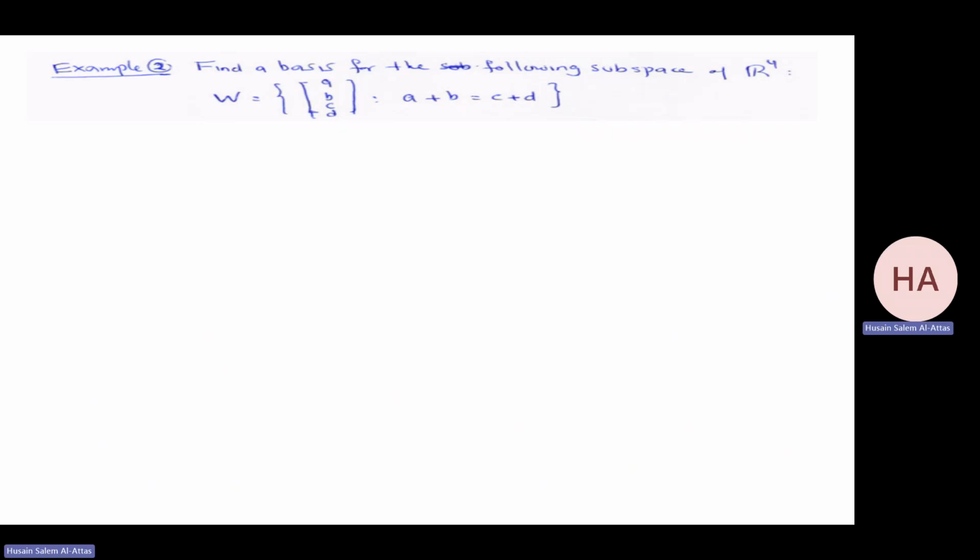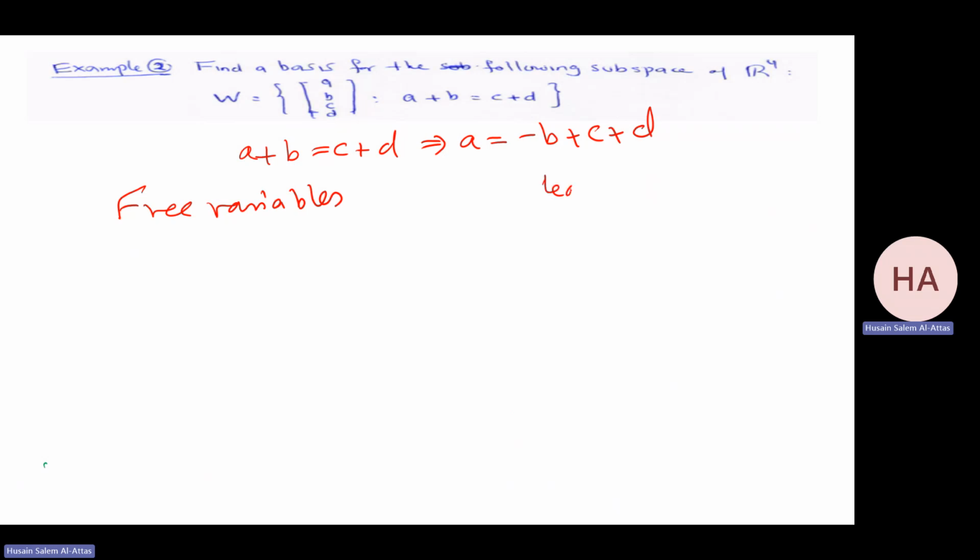Okay. Now find the basis for the following subspace. I'll do almost the same idea. Why is it the same idea? Because if you notice, what I have is A plus B equals C plus D, which means A equals minus B plus C plus D. So I have an equation. I can do the same trick. What are the free variables? And what is the leading variable?